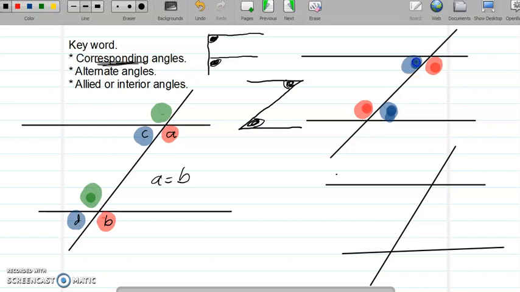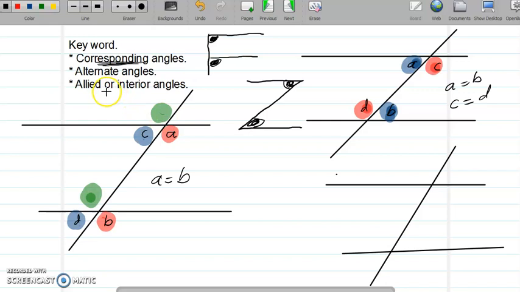So if I have here A and here B, here C and here D, that means that A is equal to B, and in the same way C is equal to D. They are what we call the alternate angles.